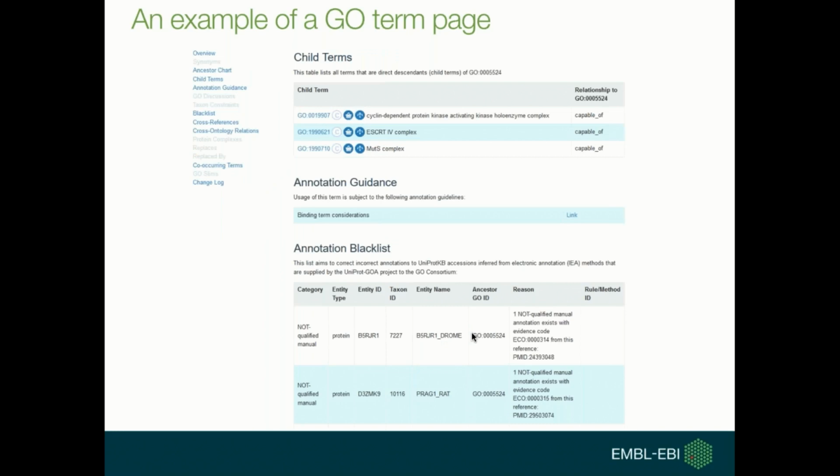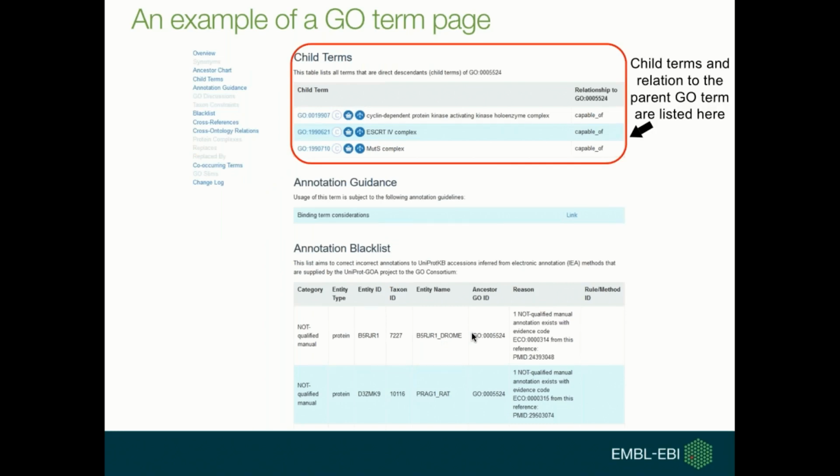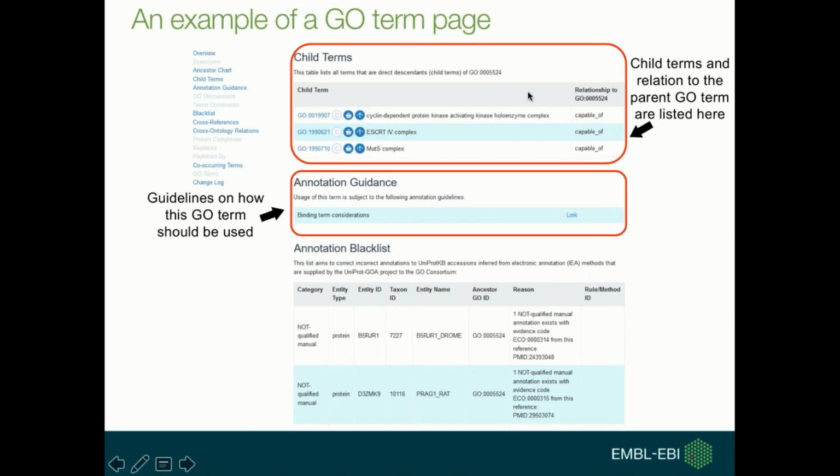We also have, a little bit further down when you scroll down, the child terms. So all the child terms related to this one in particular. So we see over here, in this case, it is the ATP binding. So this child terms section lists off the GO term as well as the relationship to the parent.